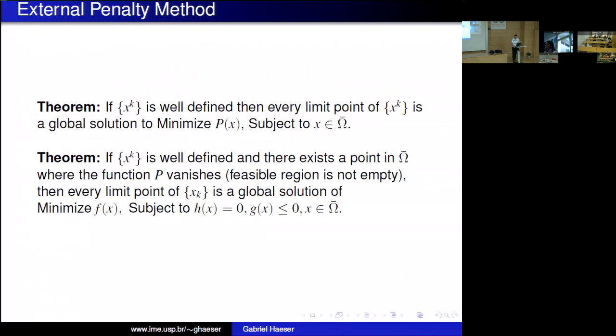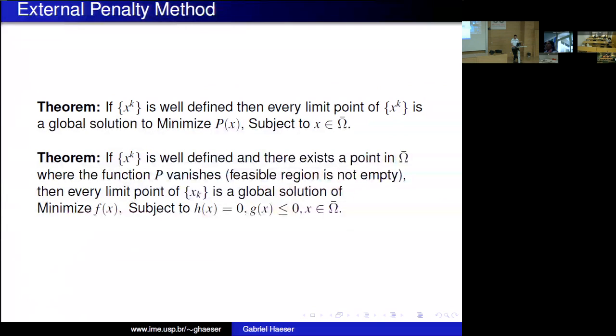So these are the two theorems that we will prove. The first one is about the feasibility of the limit points. If this sequence xk is well defined, it may converge or it may not converge, but if it has some limit point, we will prove that every limit point of this sequence is a global solution to the problem of minimizing the penalization function P subject to this easy constraint omega bar.